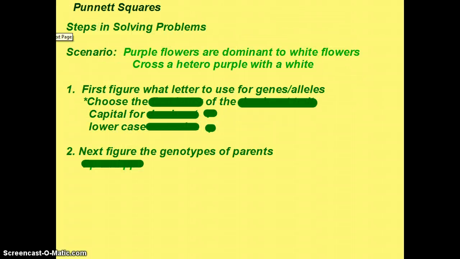So let's go over how to solve a Punnett square so you can determine what the probabilities are. I'm always going to give you a scenario. In this example, I'm going to give you purple flowers are dominant to white flowers, and I'm going to cross a hetero purple with a white.